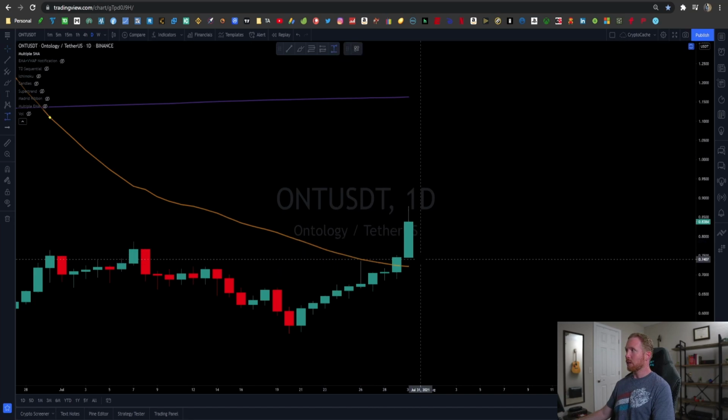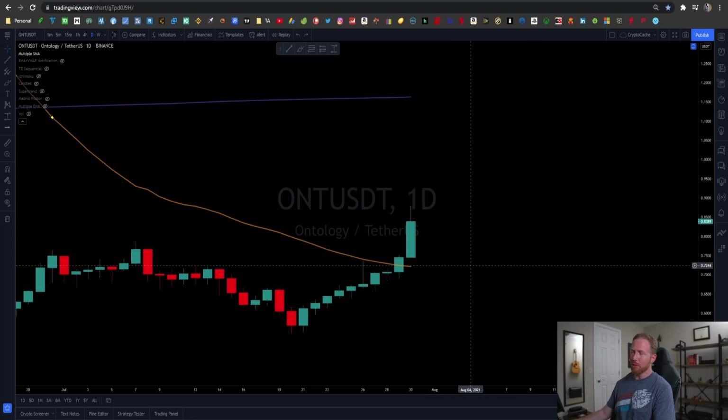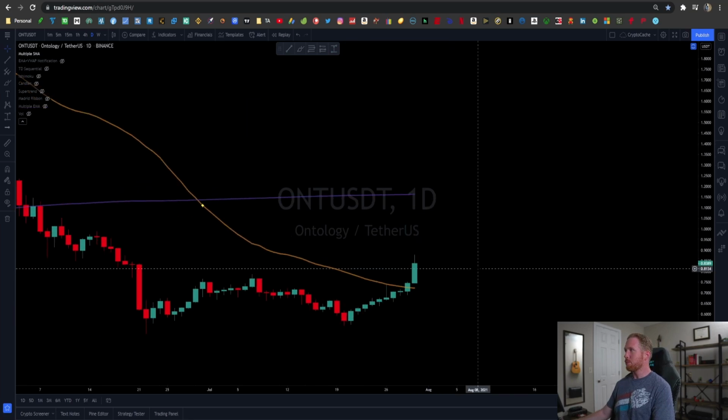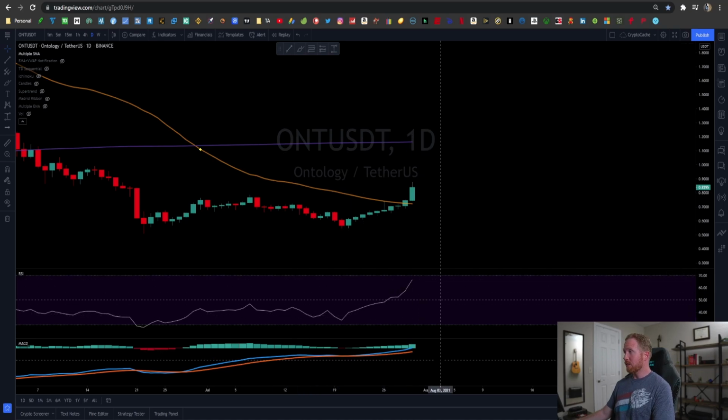Today so far, we've seen, what is that? It's roughly about 15, I would say somewhere between 15 to 20% increase in just one day. So that's pretty strong for Ontology. RSI is still under 70. It's fantastic, more room for growth.